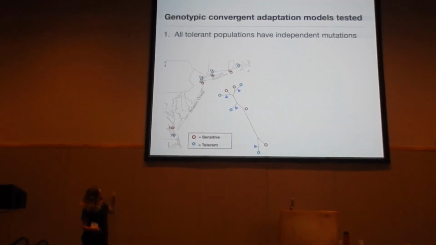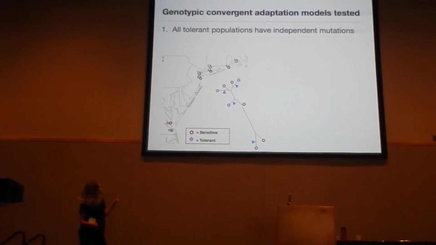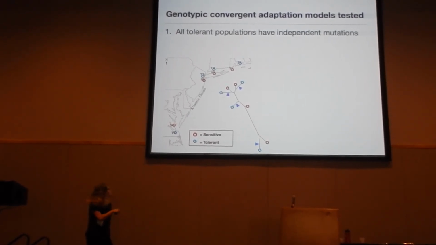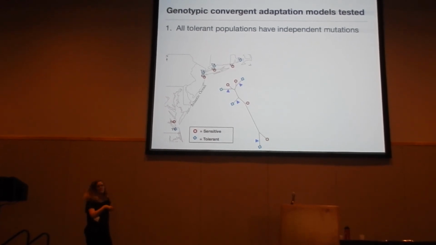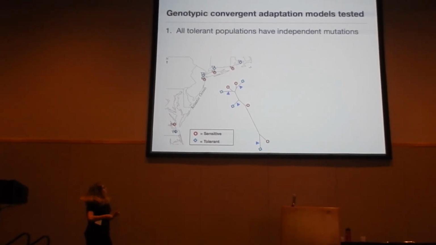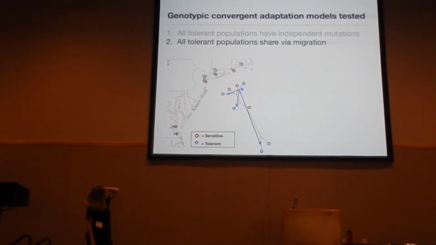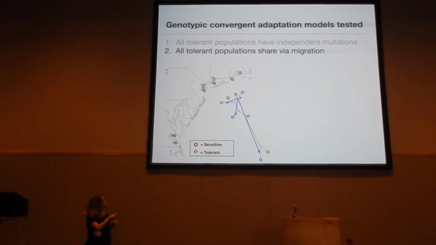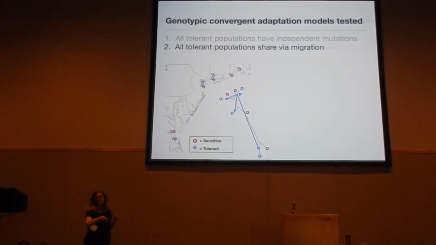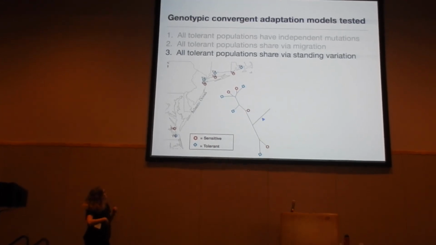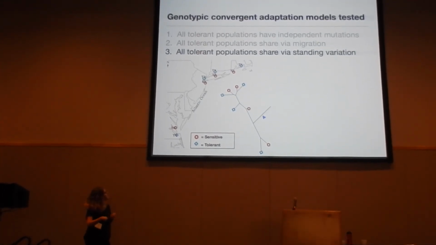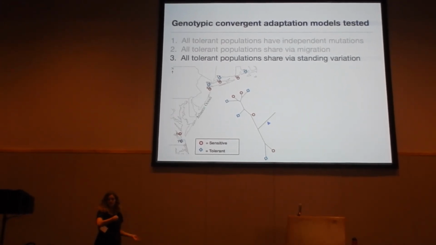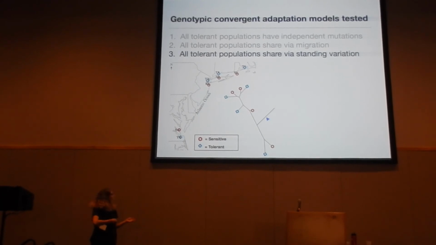So the modes that we tested are as follows. So the first that we tested is that all tolerant populations have independent mutations at the same locus. So that means that there's 4 mutations at the same locus once their populations have been isolated from each other. The second mode that we tested is that all tolerant populations share something via migration. So there's a single origin of our beneficial allele and it's migrating into our other tolerant populations. The next model that we tested is that all populations share something via standing variation. So something arose in the ancestor of all 4 of our tolerant populations and was selected for once their populations were isolated from each other.